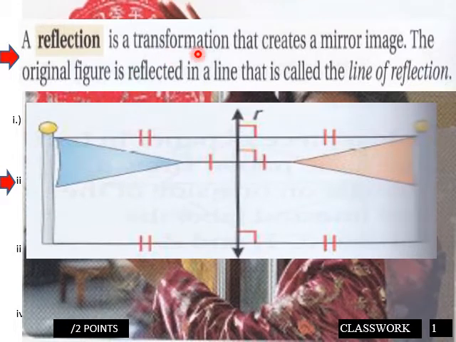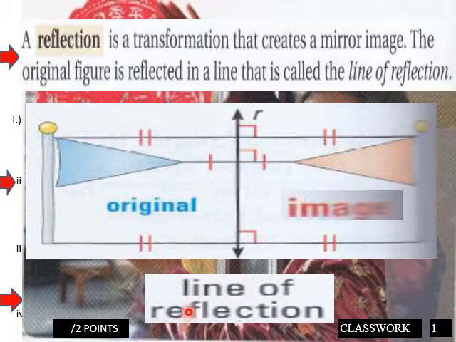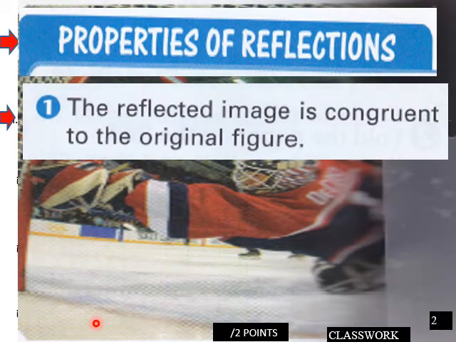A reflection is a transformation that creates a mirror image. The original figure is reflected in a line called the line of reflection. Where is our line of reflection here? This would be the original, and this would be the image here. So this is perpendicular to this line here. Line of reflection.